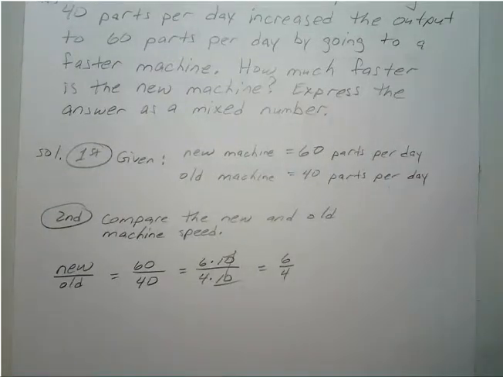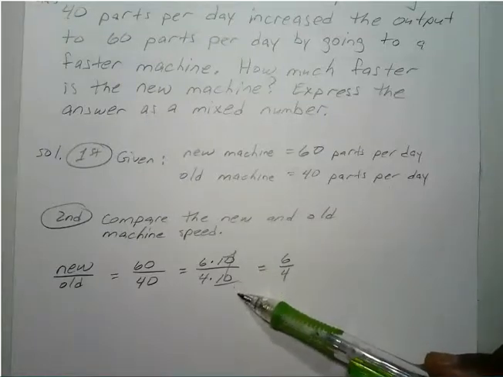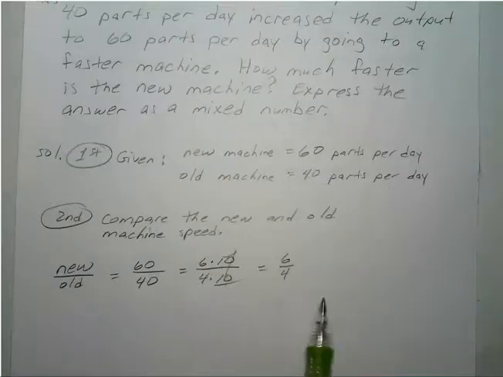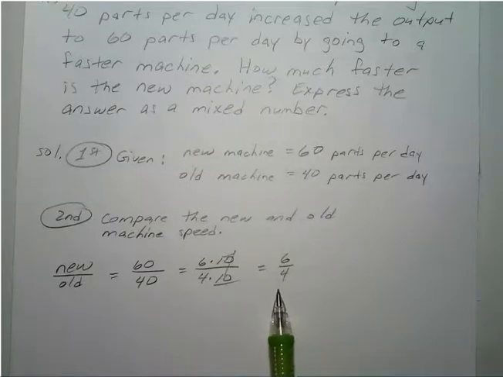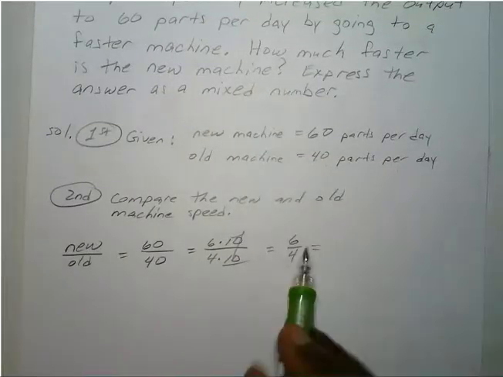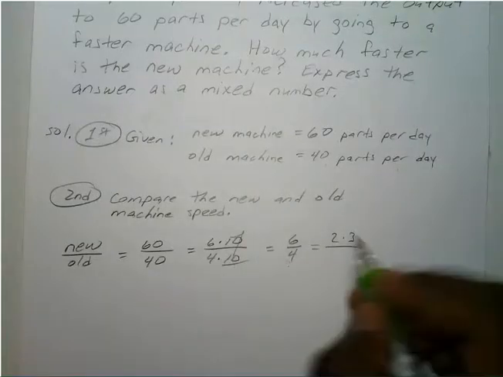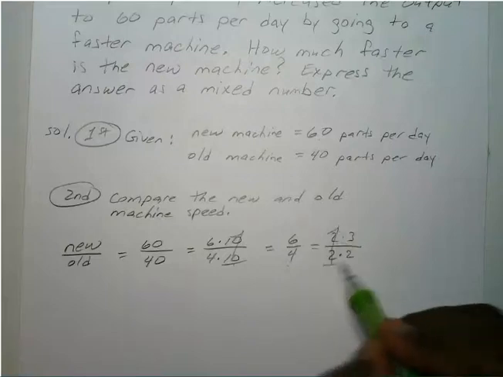Now actually, I could have simplified it a little bit more here, but I did this on purpose. Because sometimes when you simplify, you don't always simplify all the way on the first step. Here, we got it down to a nice small number, but we can actually simplify this even more. So 6 over 4, remember 6 is 2 times 3, and 4 is 2 times 2. Anything divided by itself, those cancel out and you get 1.